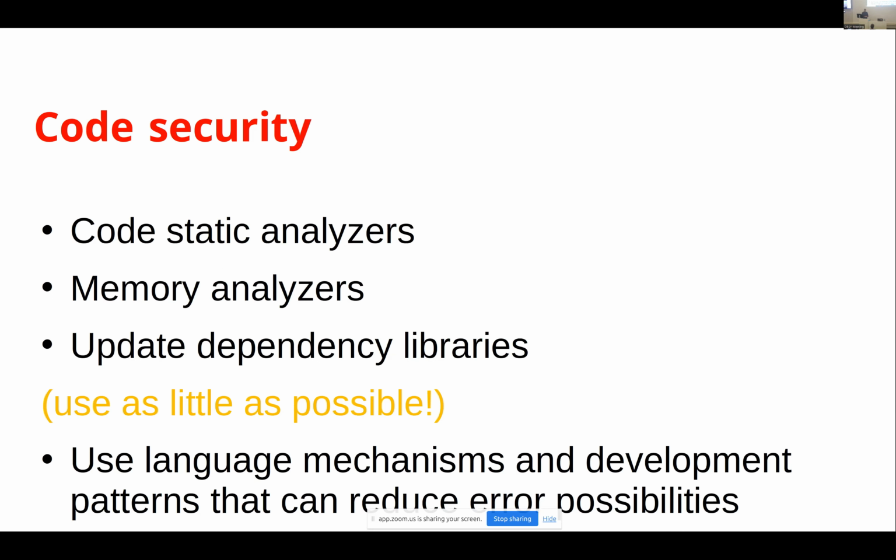One is static analyzers of the code. We run static analyzers from time to time. We use Splunk, and sometimes it finds really interesting bugs. It has a lot of false positives, but still you can find useful information inside, and sometimes it's really helpful. We also use memory analyzers.